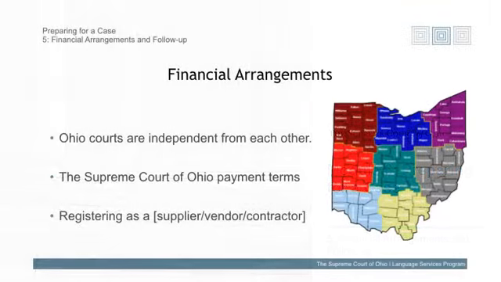There is no uniform policy for invoicing because Ohio does not have a unified system in place. As a general rule, you must contact the coordinator of interpreting services in the county where you will work to find out if they have specific information that they need you to put in your invoice. Your invoice must show the payment terms you've agreed to with the Supreme Court of Ohio.